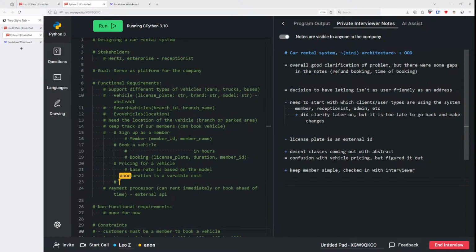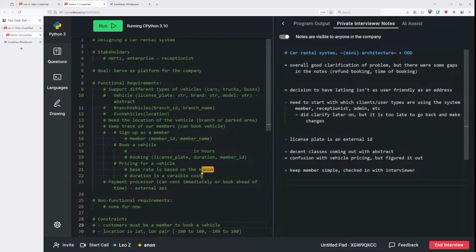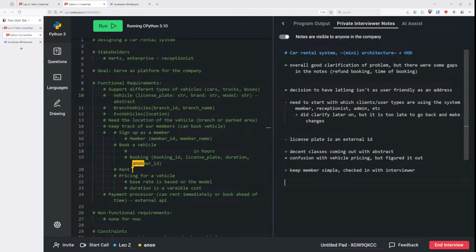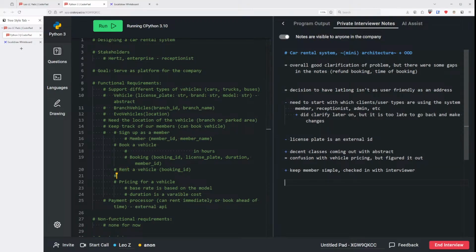Let's do book a vehicle. There's also, I guess, rent a vehicle out. I'm just going to do a booking ID here, because I could technically use a license plate, member ID, and the duration as the identifier. But if we want to access that to rent out the vehicle the day of, then booking ID is way easier. Booking ID, and then it would have most of the information. Booking ID, and I guess that's it. Yeah, for now.